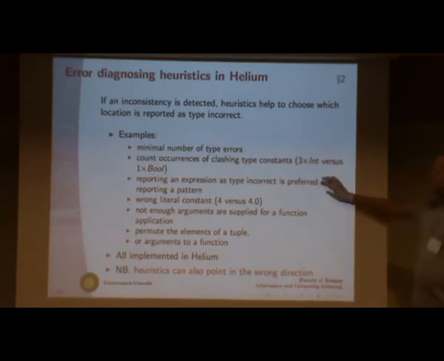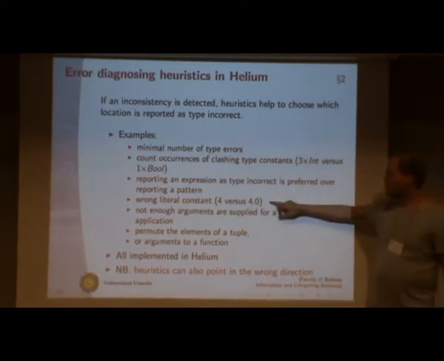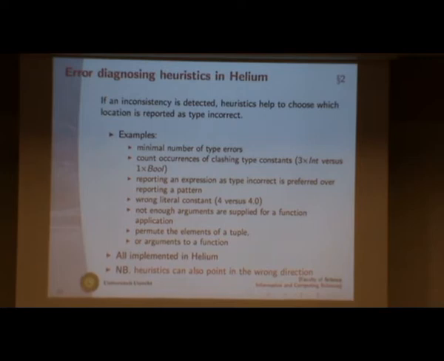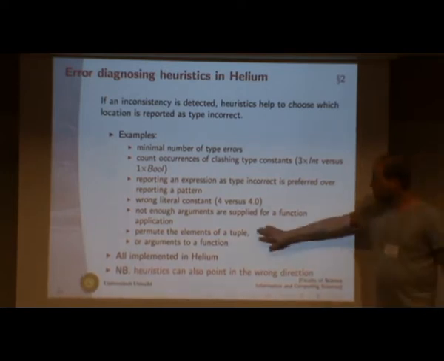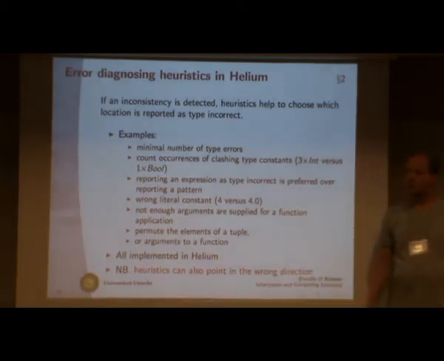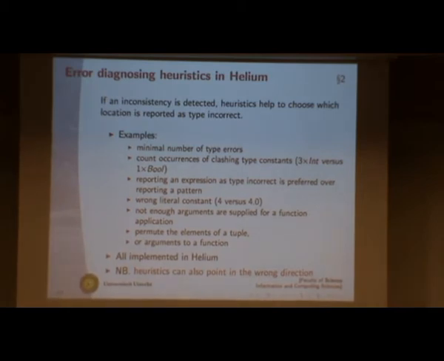We prefer to report type errors on expressions and not on patterns, wrong literal constants, not enough arguments supplied, and it will suggest, okay, supply an additional argument of this and this type, and it will work. It can tell you to permute the elements of a tuple, permute the arguments to a function, things like that. So these are the kind of error messages, so it will also suggest fixes. All of these are equal.